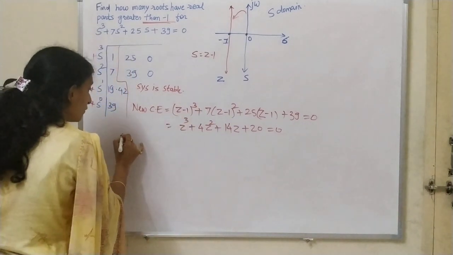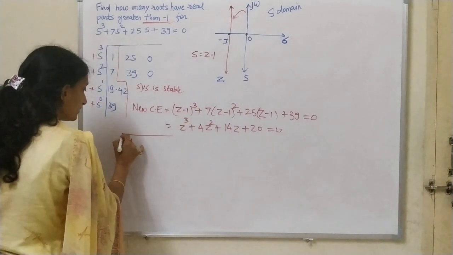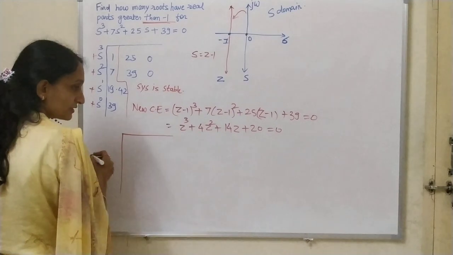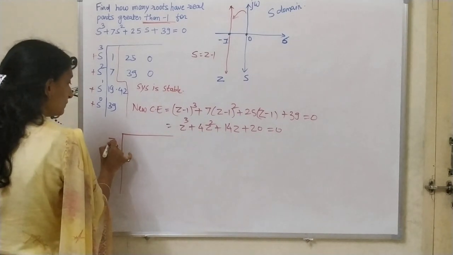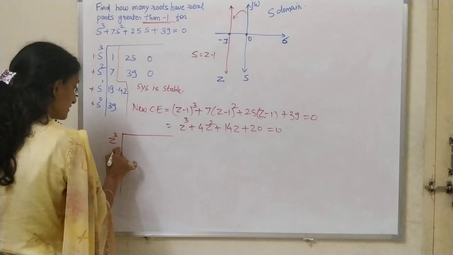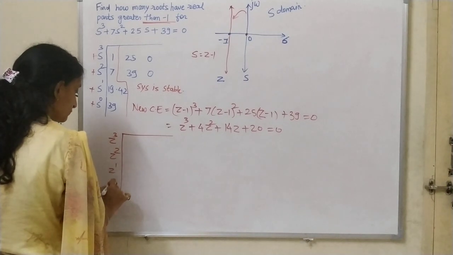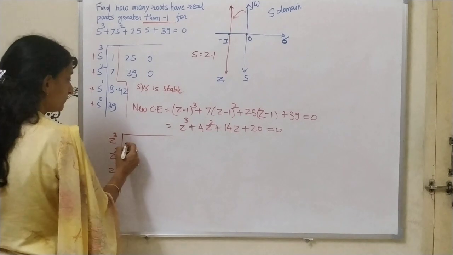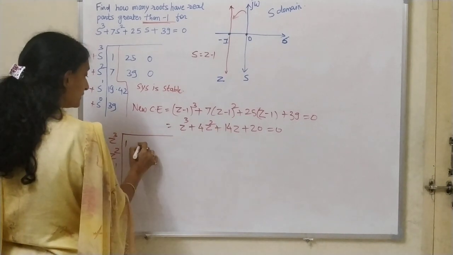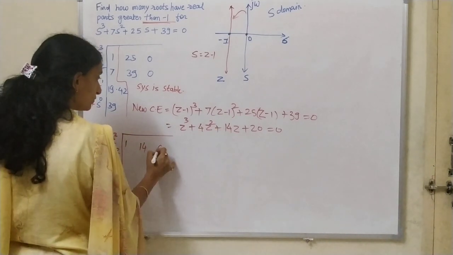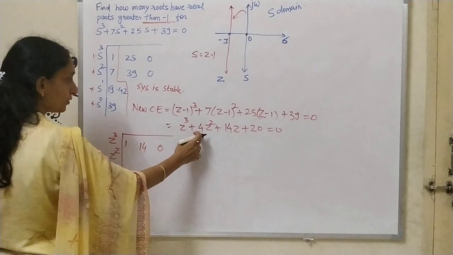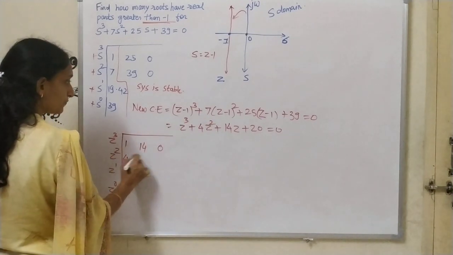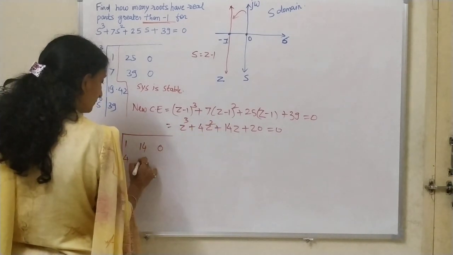Now I will form the Routh array with the new value of the characteristic equation. Okay. So this will be my Z cube. Next is Z square, next is Z raised to power 1 and last will be Z raised to power 0. So look at this. Here I will put 1, skip one term, it will be 14, then 0. Okay, start with the coefficient of Z square. So this is 4, skip one term, it will be 20.